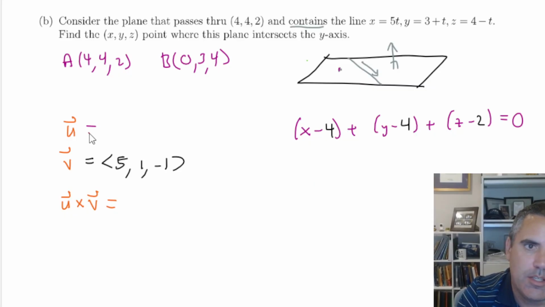I can get the vector AB. That will be another vector on my plane, and then I can do the cross product. So this is going to be, let's say we're doing AB, -4, -1, 2, and then I can do a cross product.